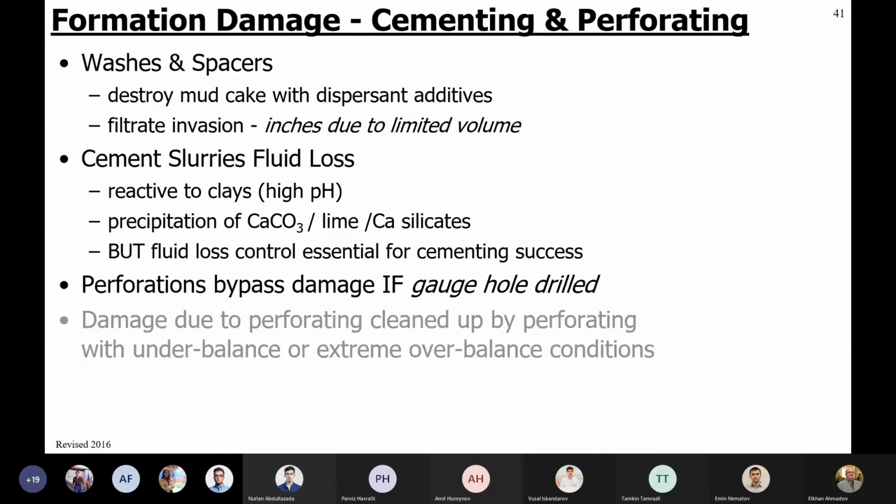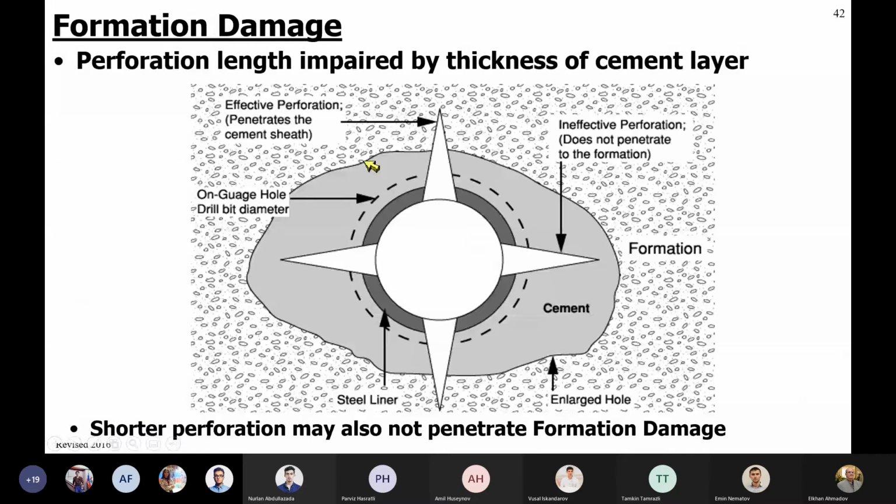And of course, for the gauge hole, when we have this type of gauge hole, then the perforation design is very important, because we have to make a design of the perforation in a way that the perforations bypass the deep damage area or cement sheets, so the wellbore is connected to the original reservoir permeability zones.